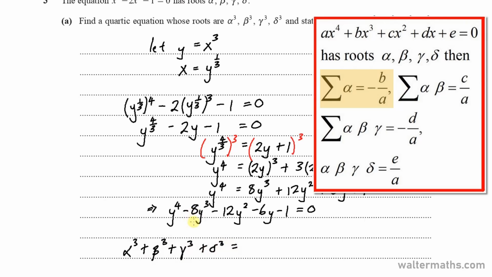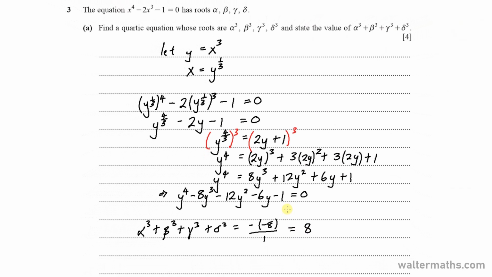So we're saying here alpha cubed plus beta cubed plus gamma cubed plus delta cubed is equal to minus b over a. B in this case is the coefficient of y cubed, which is minus 8. So it's minus of minus 8 over a. A in this case is the coefficient of y to the power of 4, which is 1. So we are going to get the answer as 8. So that's the answer right there. So we're done with part A. We can now scroll down to part B.